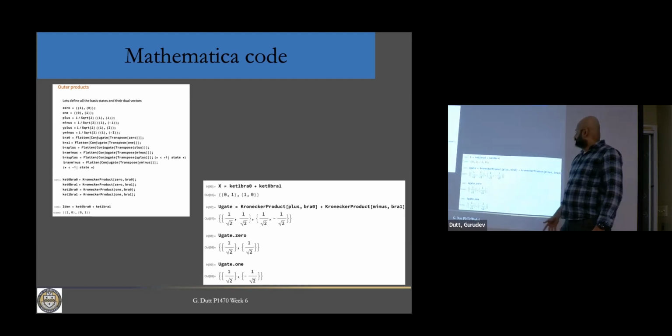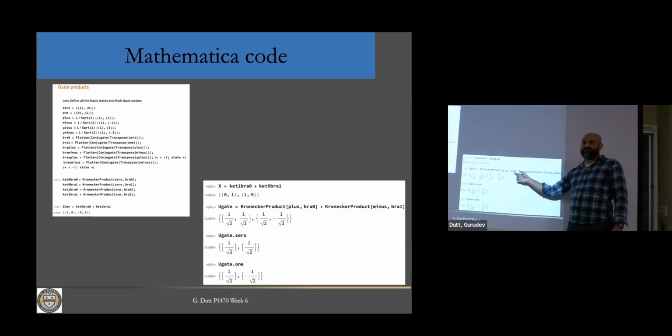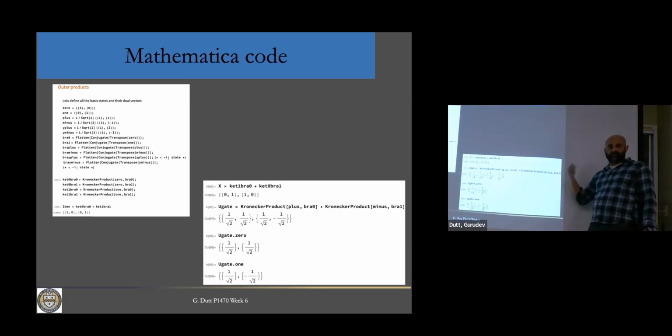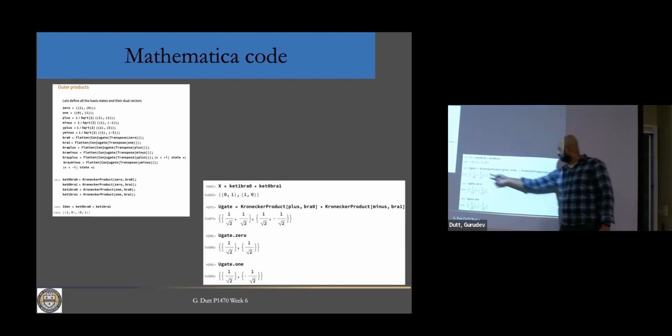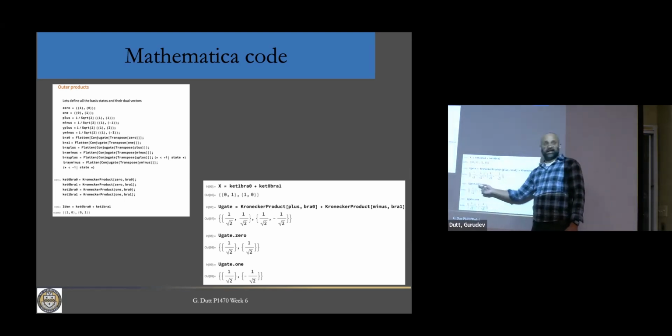Okay. And then you can also do the Kronecker product of the plus with bra 0 and minus with bra 1, which we also did on the board. Again, we get as expected the result over here. Okay. And again, by multiplying u with, I call it u instead of r, but same thing.